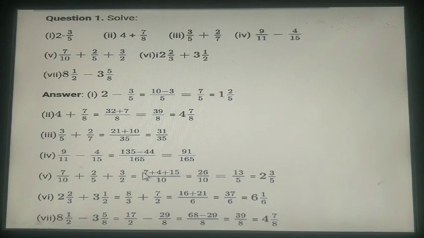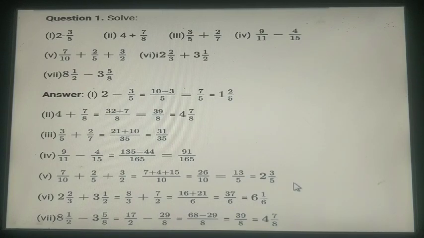So in the numerators you have got 7 plus 4 plus 15. The answer is 26 upon 10. Divided further, because you can reduce this very well, you can just divide it by 2. You will get 10 divided by 2 is 5 and 26 divided by 2 will give you 13. Now this cannot be divided further, so you will just divide it and write the answer in the mixed fraction form. So the final answer is 2, 3 by 5, because 13 divided by 5 will give you 2, 3 by 5.